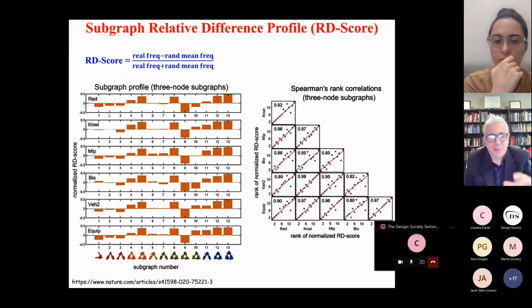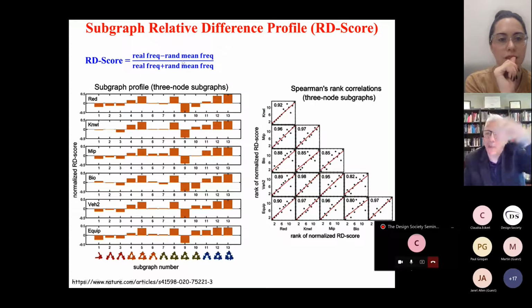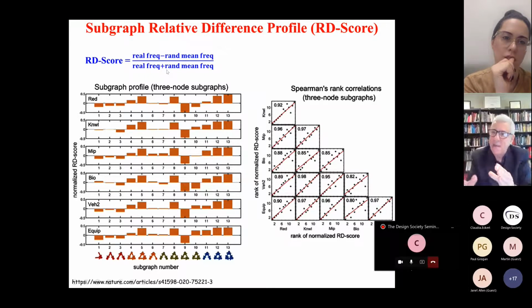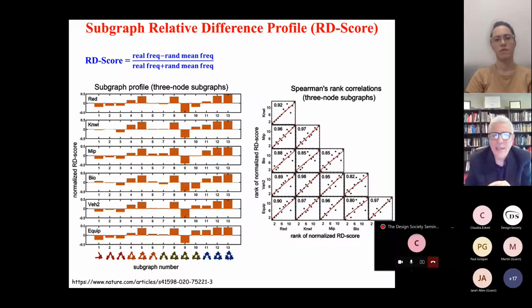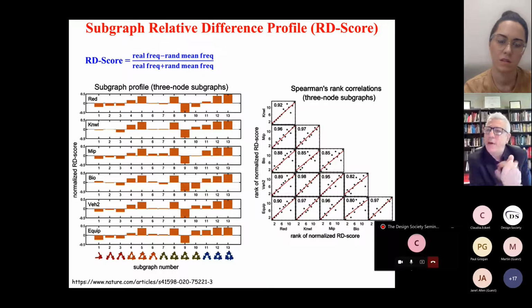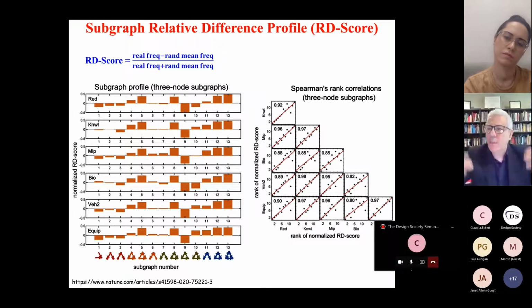But here you find results that are most startling. Instead of measuring the z-score, you measure another score called the RD score, which is basically the frequency in the real network minus the frequency in the randomized ensemble, divided by the sum. This is slightly different from the z-score. Instead of asking what the significance of a subgraph is, you want to ask whether the frequency of a subgraph is really different from the frequency in the randomized ensemble. This is the purpose of the RD measure, the relative difference measure.